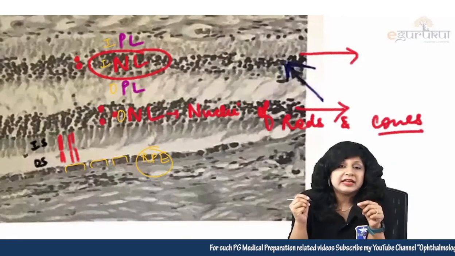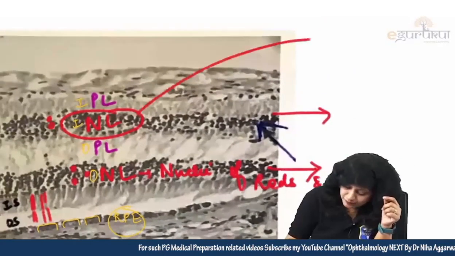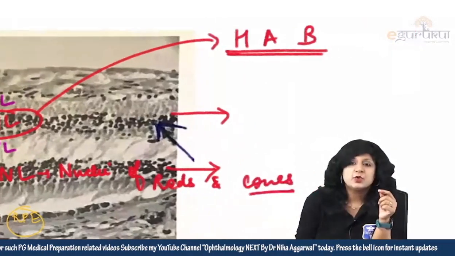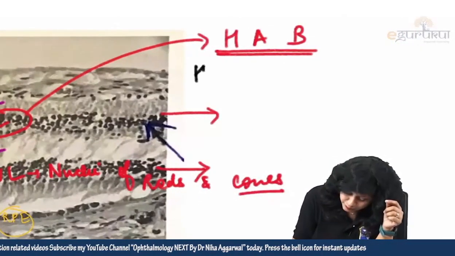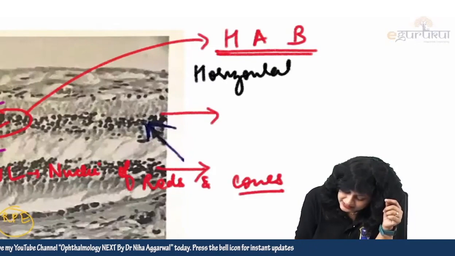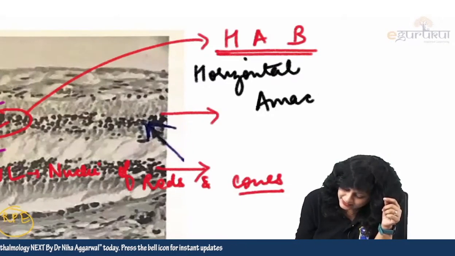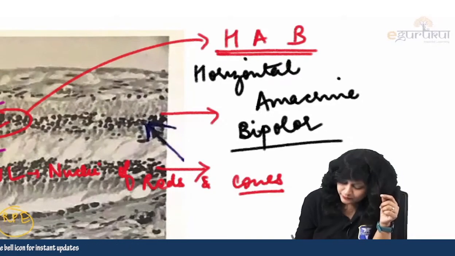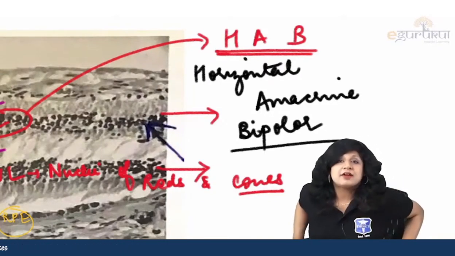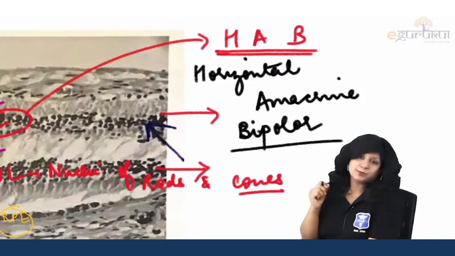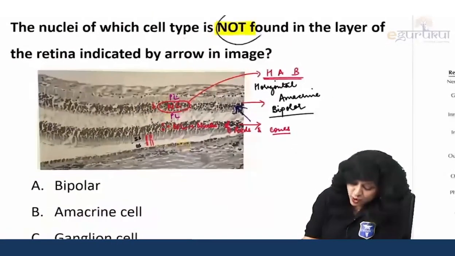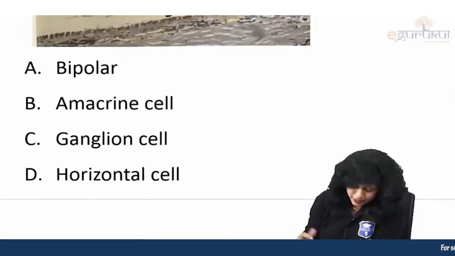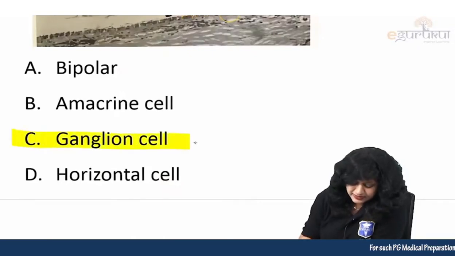Now in the inner nuclear layer, which nuclei do you have? Always remember the HAB. In the inner nuclear layer we have got a hub of cells. We have got H for horizontal cells, then A for amacrine cells, and B for bipolar cells. Very easily you can remember. Now they are saying which are not found in this layer: bipolar, amacrine, horizontal or ganglionic. So very clearly the answer is ganglionic.